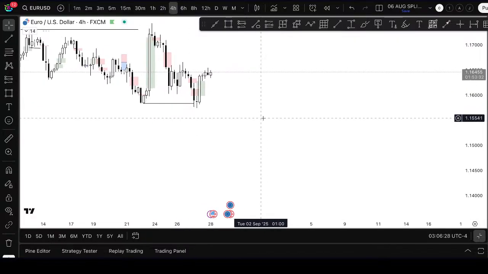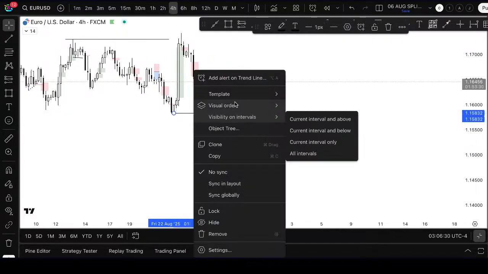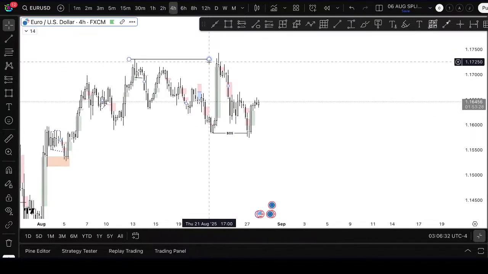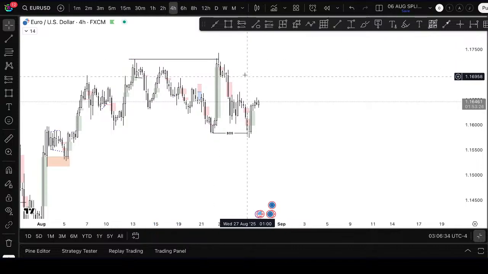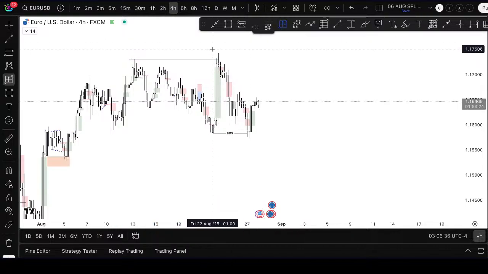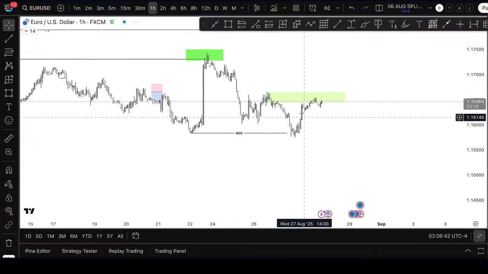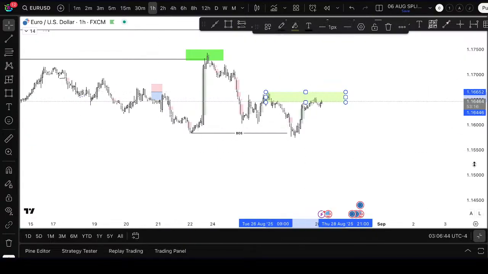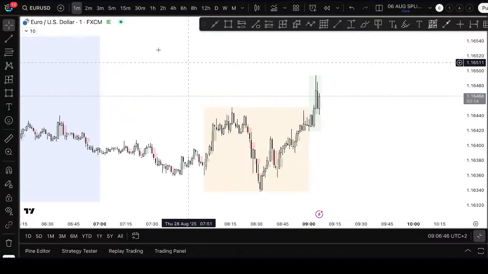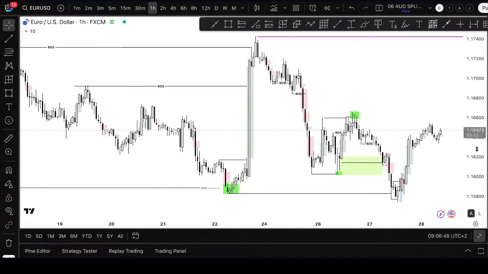Yeah, we have it here. We have a breakout structure to the downside, took the liquidity from the upside, and yeah, we are in the sells, and this is a good place to sell. Okay, wonderful. We just mark that. Now we go here in the H1.